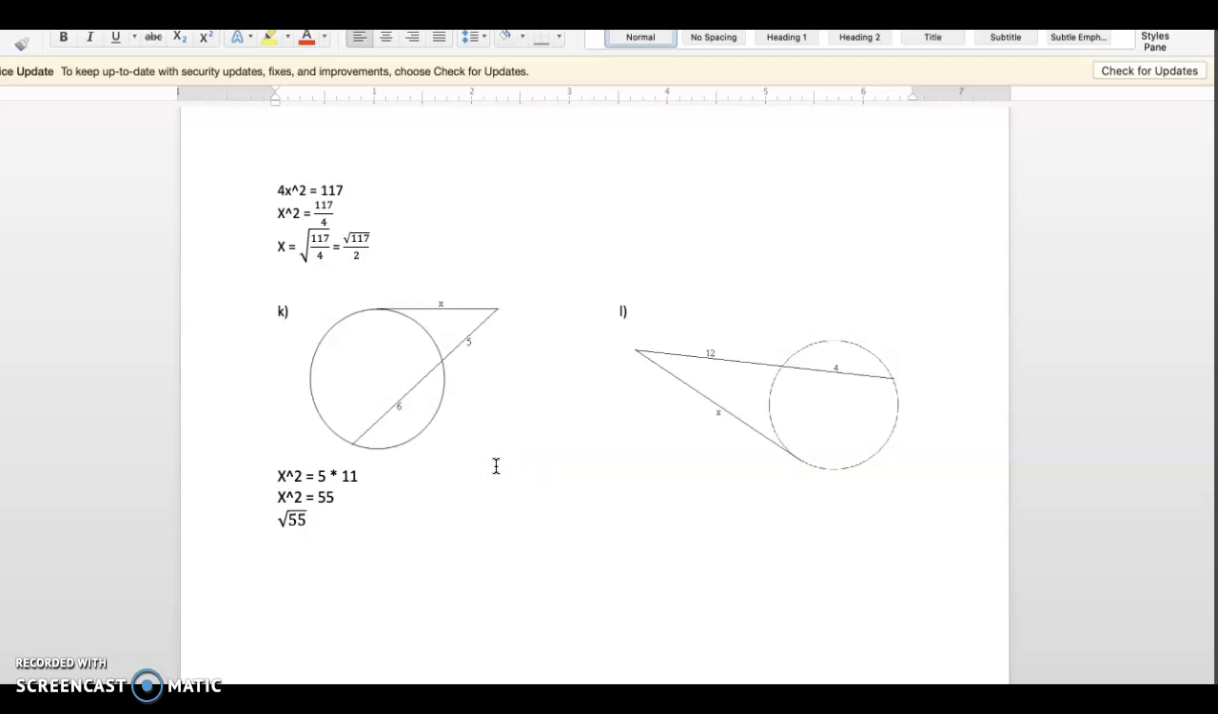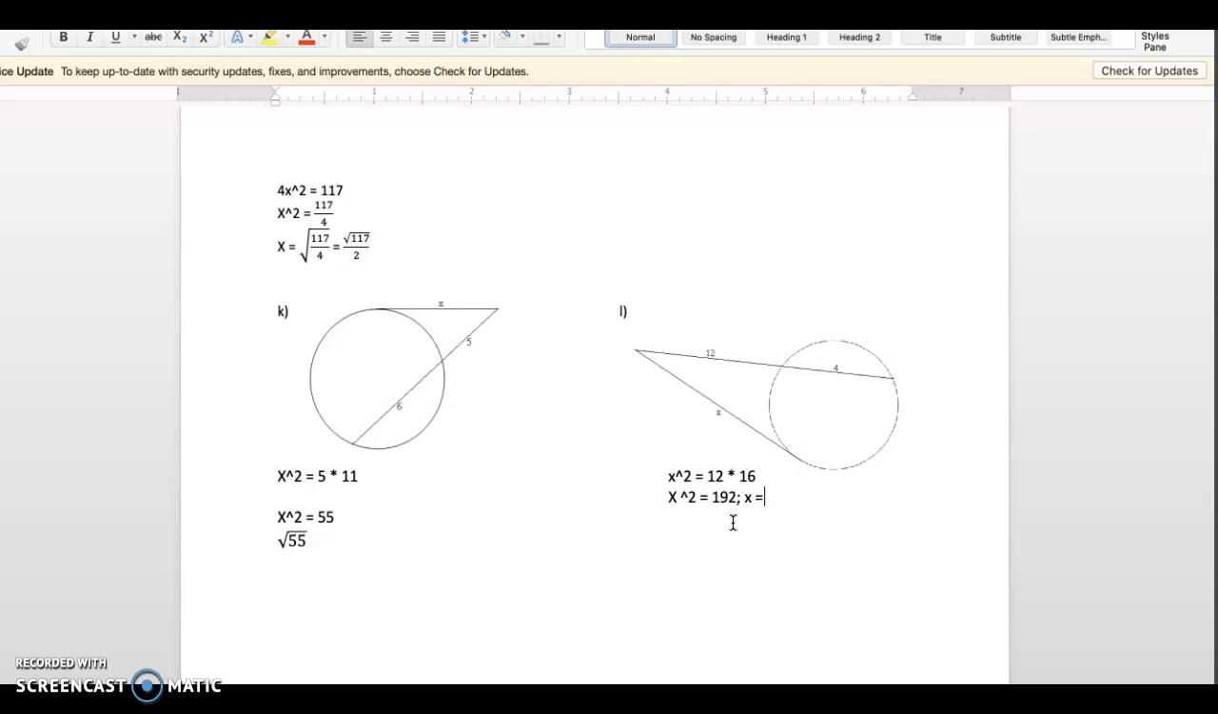If you want to keep watching, I'll do L, since I don't know why I started with that other one. My apologies. We're going to have x squared is equal to 12, so the section out of the circle times the entire section. So 12 plus 4 is 16. And then you're going to just multiply 12 times 16. And we're going to get 192. So we have x squared is equal to 192.